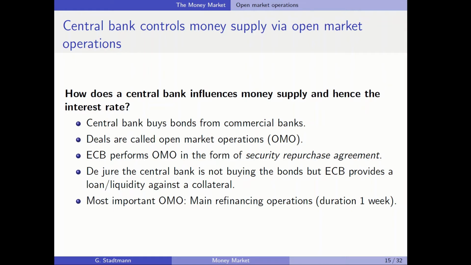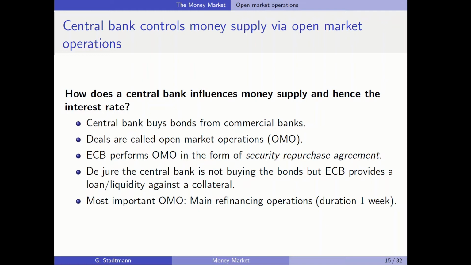On this slide, we get to know a relatively technical definition of how the central bank increases money supply. So let's be a little bit more down to earth and give a realistic example of how this deal is performed. The ECB is notifying commercial banks that the central bank wants to perform this open market operation, this main refinancing operation. So some information is released to the commercial banking sector.